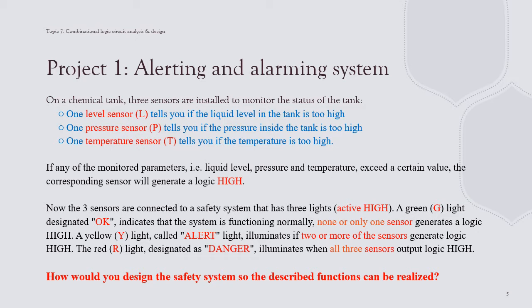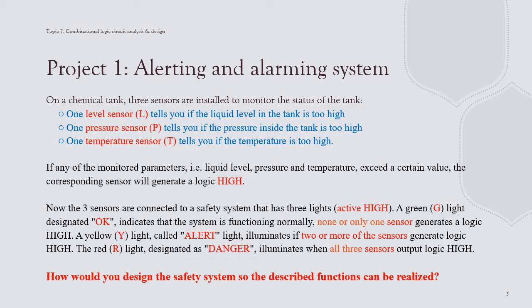The second sensor is a pressure sensor. It monitors the air pressure inside the tank. If the pressure gets higher than a certain level, this sensor will also give an alarm. The last one is a temperature sensor. This is to monitor the temperature inside the tank. If the temperature is higher than a certain level, it also gives an alert or alarm.